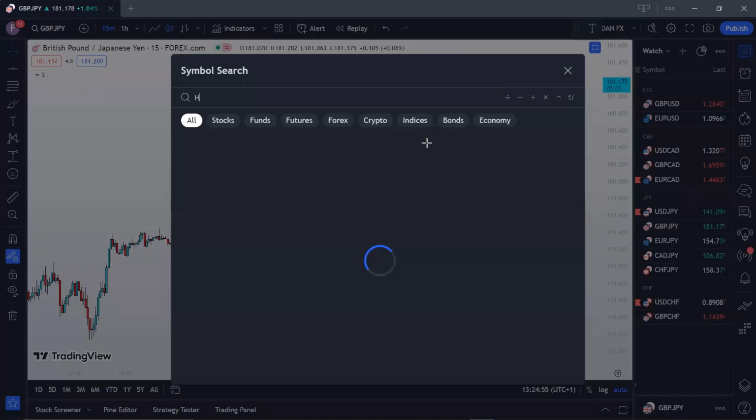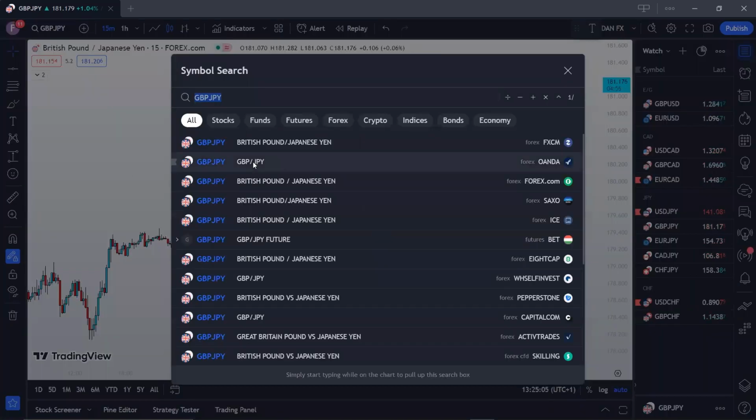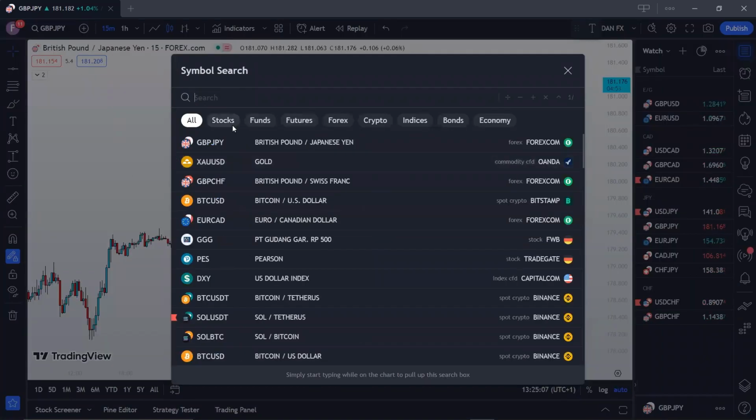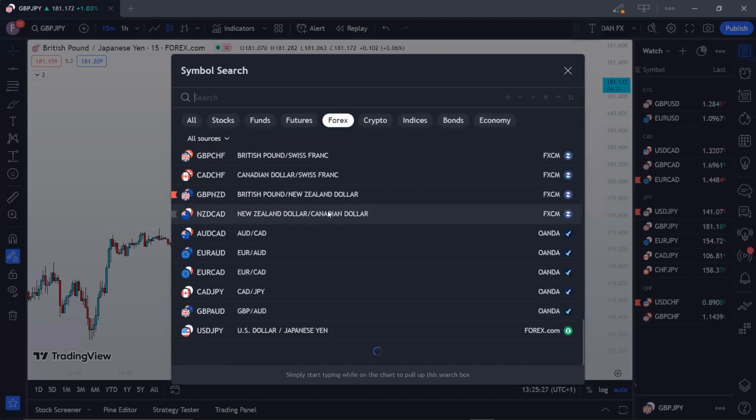And then you can also search for currencies, right? So if you go here at the top left corner of your screen, you can see symbol search. You can search for different currencies. So here you can see stocks, funds, futures, forex, crypto, indices, bonds, and economy. If you go to forex, you see all the forex currencies. You can see Euro USD, GBP USD. This is an exotic pair. This is a major cross, right? So you can see them. If you scroll down, there are more.